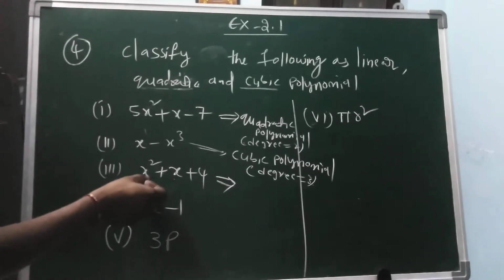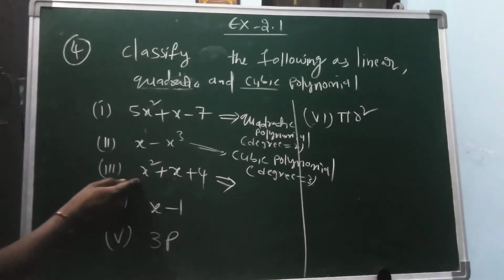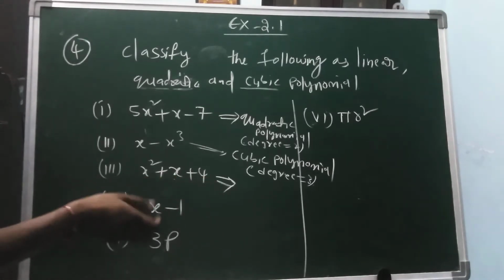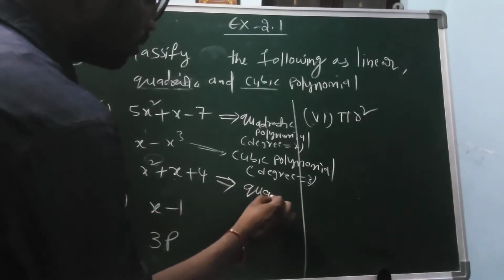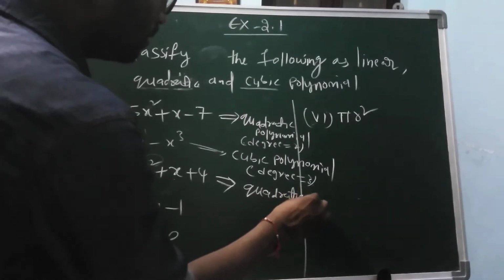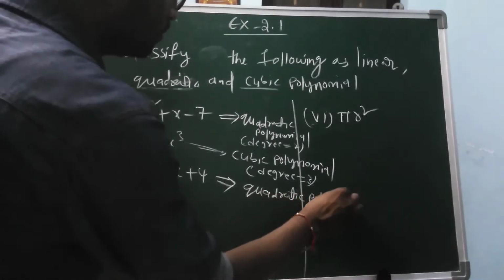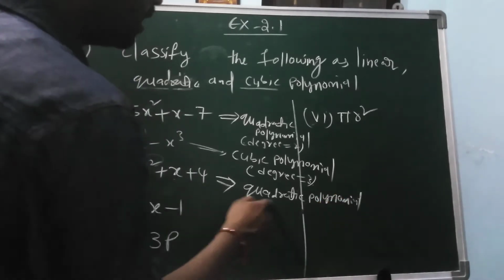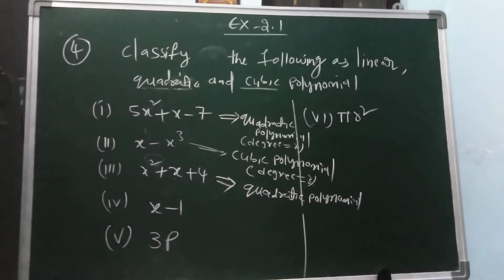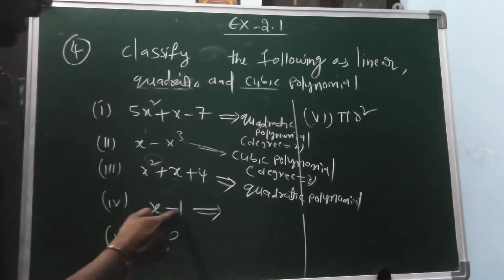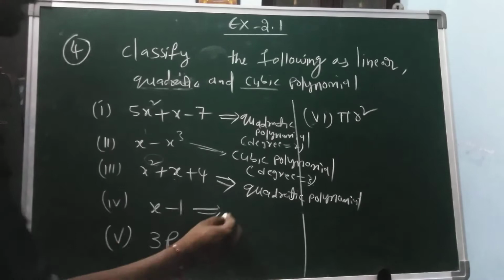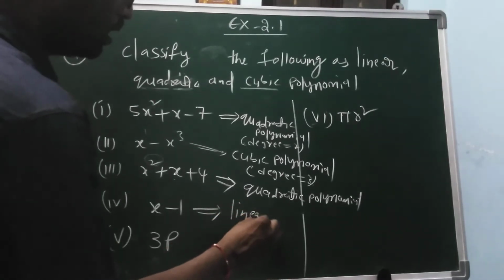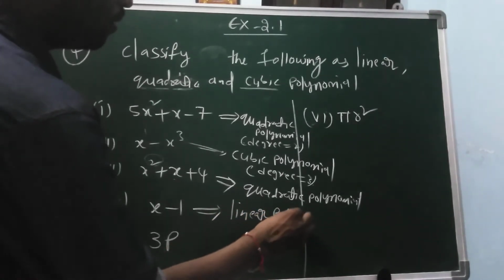Third question: x square plus x plus 4. In this polynomial, the highest degree is 2, that's why it is a quadratic polynomial. Write down here, don't forget, degree is 2. Next, x minus 1: the highest degree is 1 here. That's why it is called a linear polynomial.